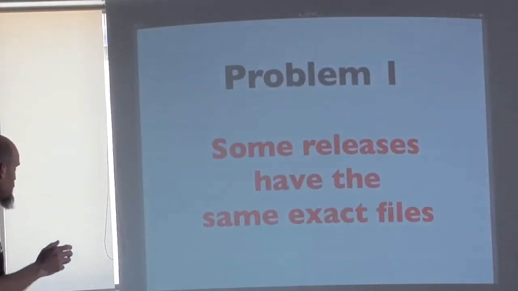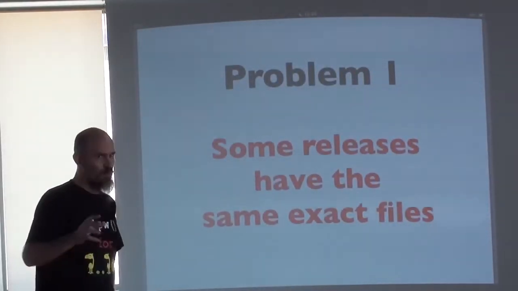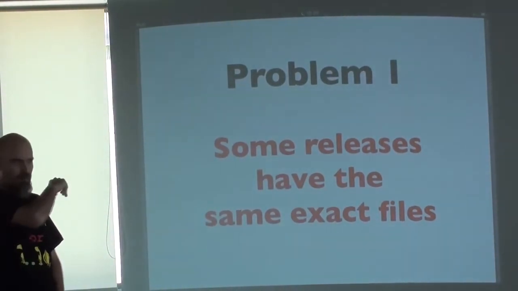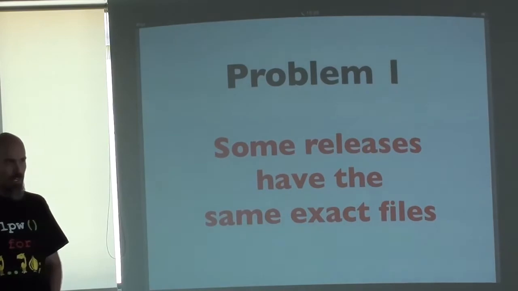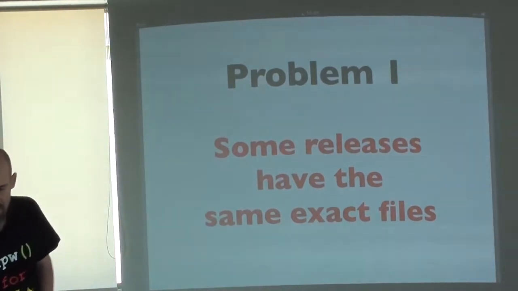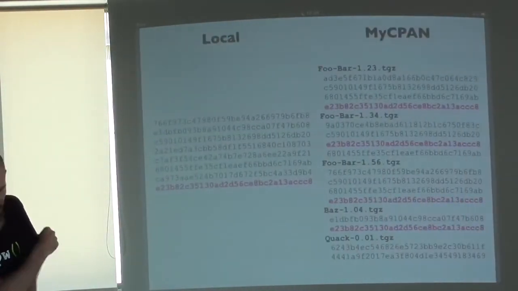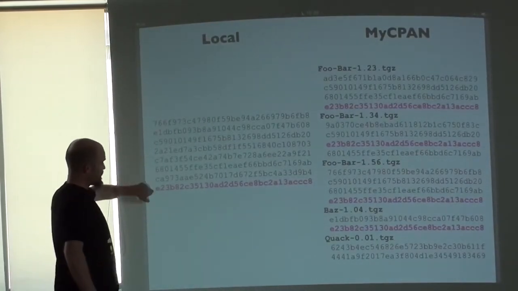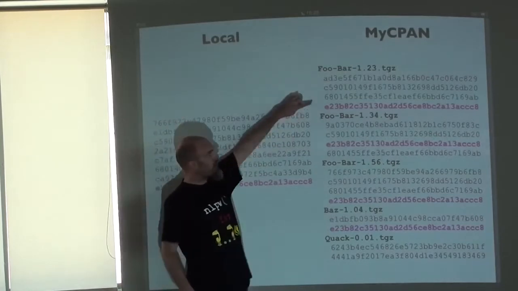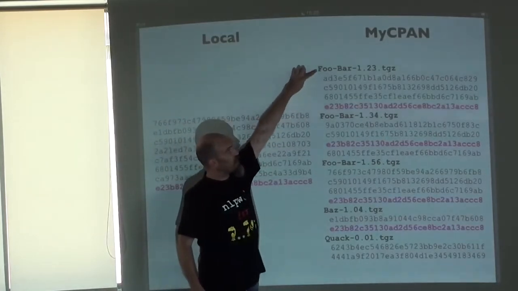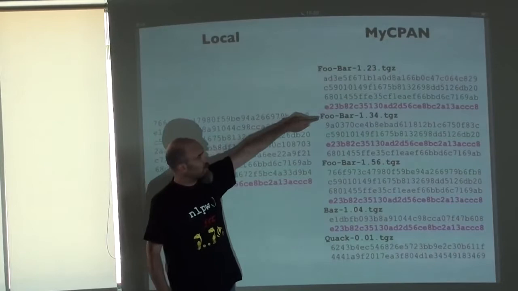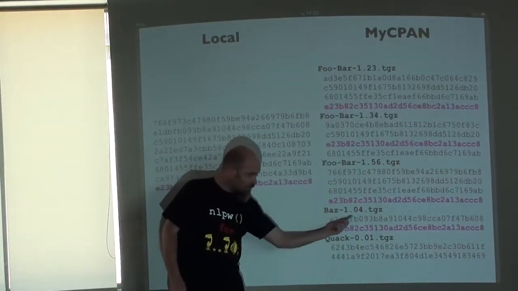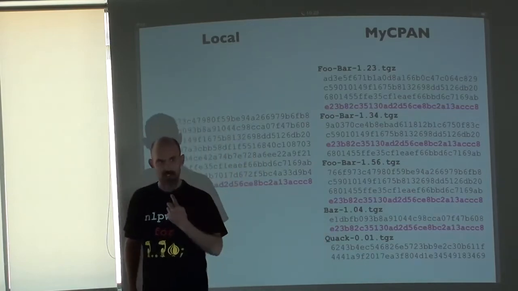Okay, so here is the first real problem with this sort of technique. We saw that we had those same digests in my local and in my CPAN database. Now, I didn't think about this when I started. It was a really interesting thing that I discovered: I have this digest here, I have this file here, but it shows up in a bunch of different distributions. Here's foobar 1.23 and 1.34, 1.56, and some other stuff. BAS, a completely different distribution, has the same file in it.